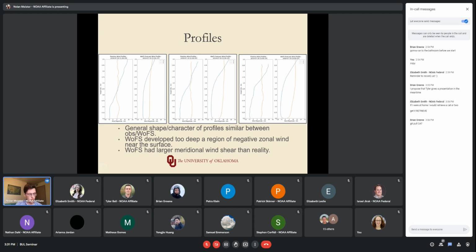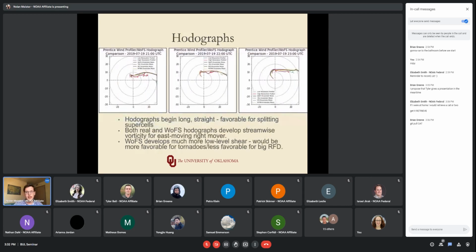And then the other major error that WAFs was developing was that we had this largely uniform meridional wind component at 21 UTC between both the wind profiler and the initialization on WAFs. But by 23 UTC, WAFs had developed this strong region of low-level meridional wind shear that the Prentice radar wind profiler really didn't develop at all. So WAFs, as we got closer to the supercell approaching, had way too much meridional wind shear. And you'll see how this plays out now in the hodographs.